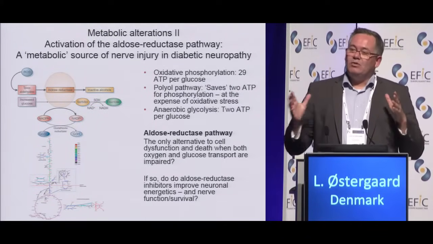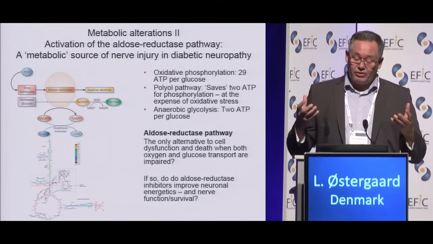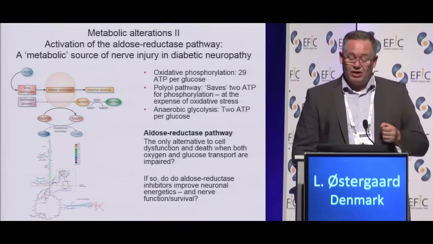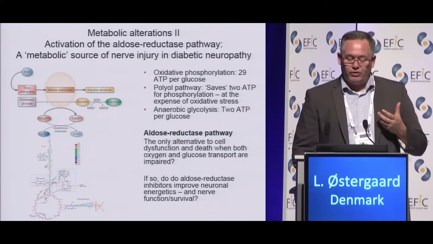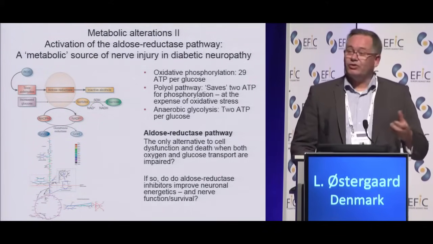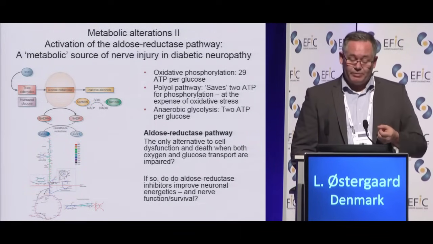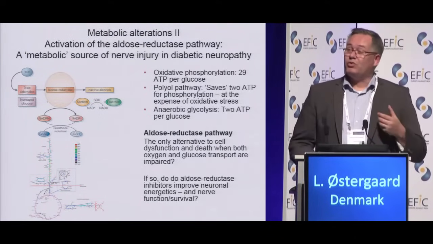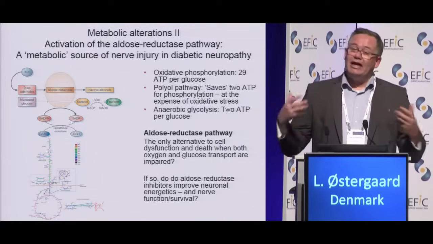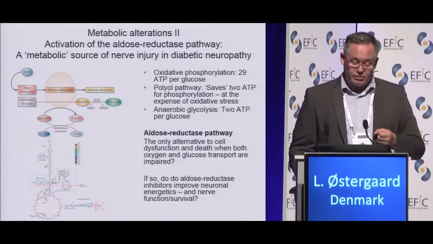So that means that when both oxygen and glucose uptake in tissue is hindered, then it actually makes a lot of sense that tissue would in fact adapt to use this polyol pathway, or the aldose reductase pathway, in order to still efficiently generate ATP, even though it comes at the expense of oxidative stress. So, of course, this is also important, because does that mean that you're really hindering nerve metabolism if you then give aldose reductase inhibitors to patients?